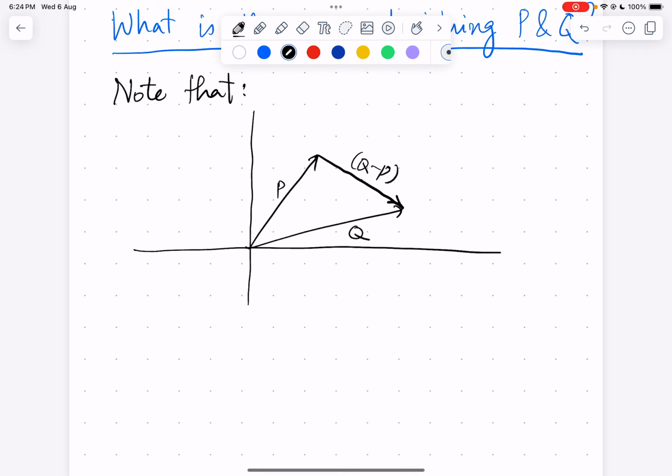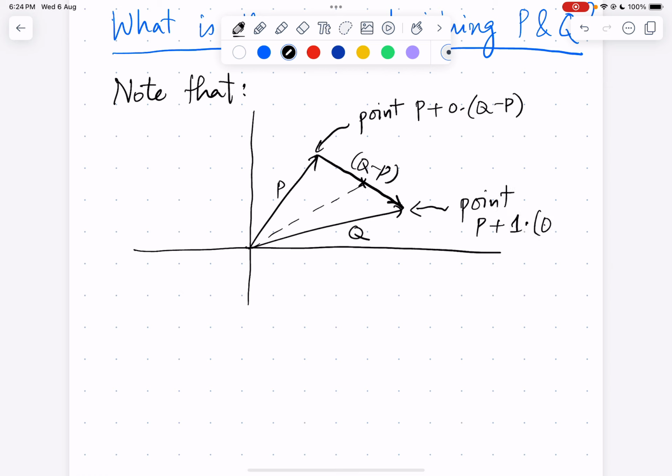and any generic point on the segment. So this point is P plus 0 times the difference vector Q minus P. This point is P plus 1 times this difference vector Q minus P, and an intermediate point. So suppose this point is of the form P plus some multiple of Q minus P, where the scalar with which you are multiplying is between 0 and 1.